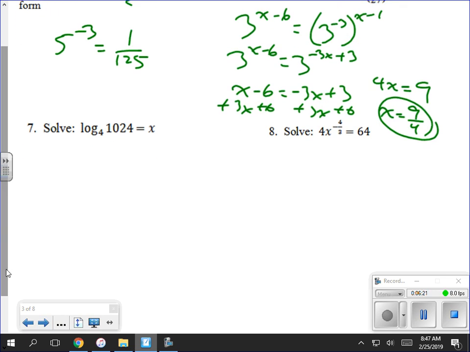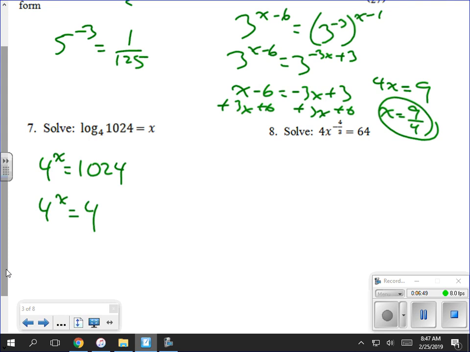This one, you need to loop it. So I get 4 to the x is equal to 1,024. And what you have to do is figure out what power of 4 is 1,024. Okay, that's what you want to do here. Now, you can take the log of both sides after rewriting it. That will also work. But at this point, I would just do it by 4s. And you got your calculators.